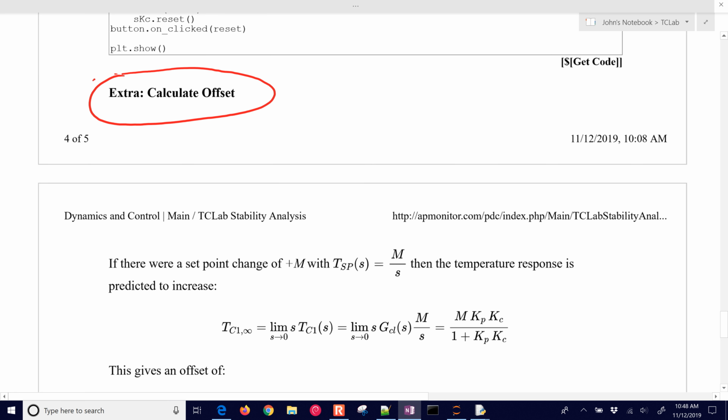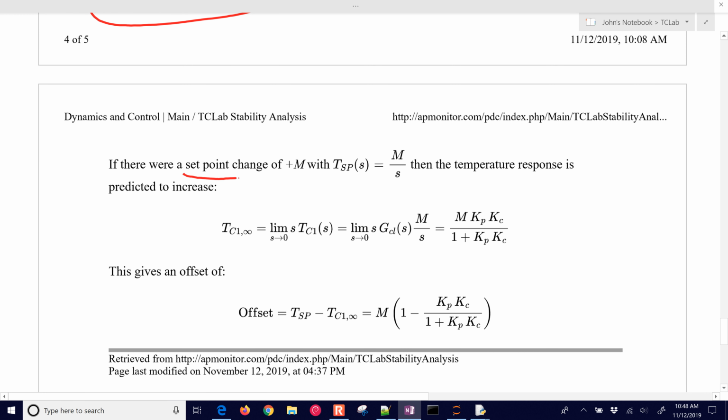It wasn't asked in the question, but just in case you were wondering, we can also predict the offset. So if there's a set point change of plus M, and in the simulator it goes from 23 up to 60, so it's just the difference of those two. And so that's going to be M divided by s in the Laplace domain. And we want to be able to calculate what is TC1 infinity. What is it going to stabilize, go to eventually with enough time.